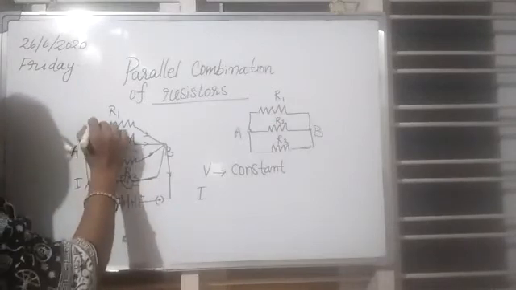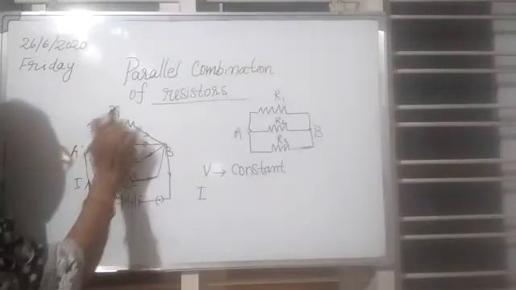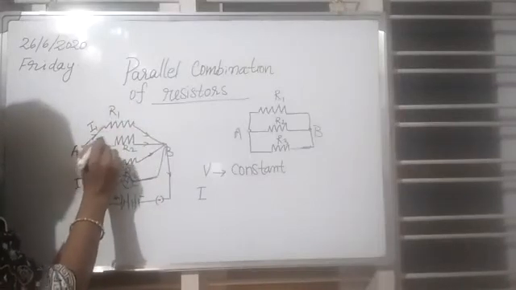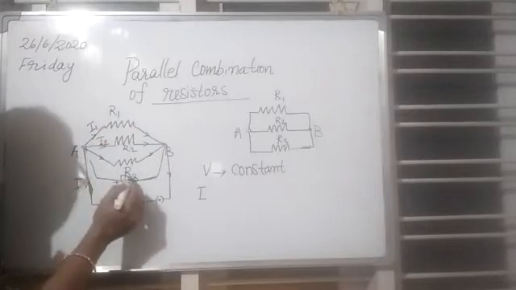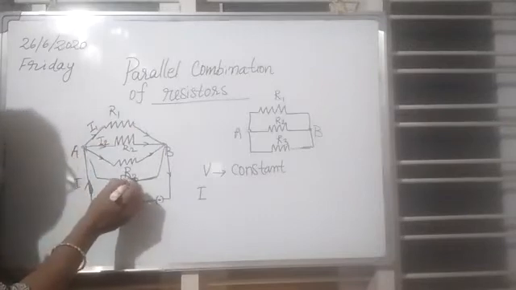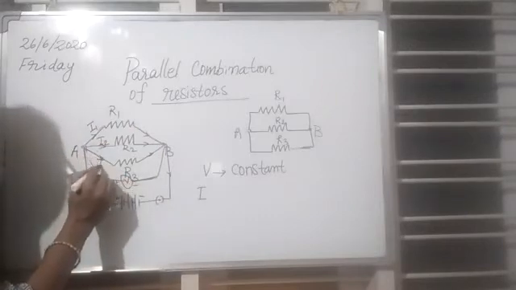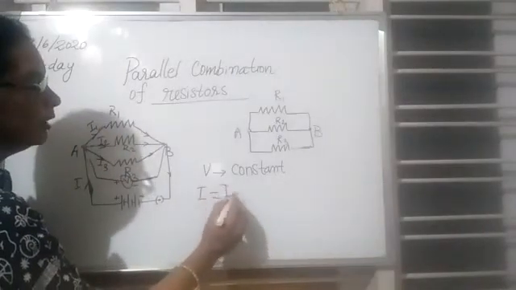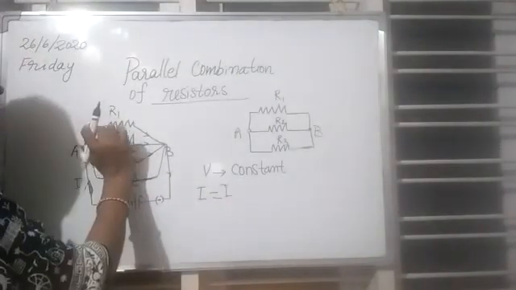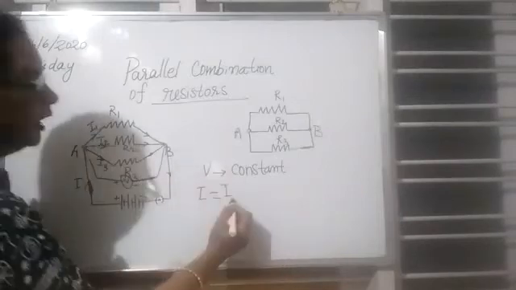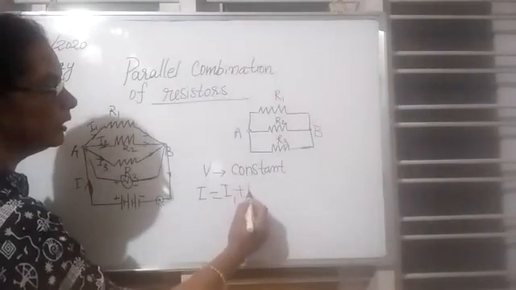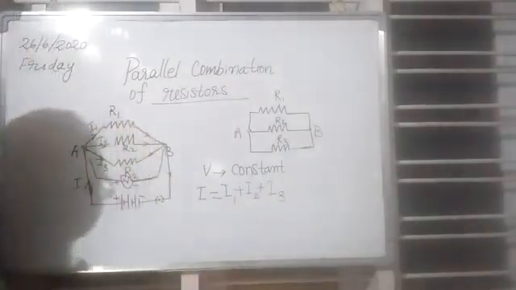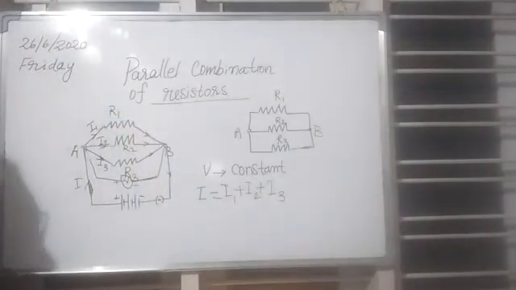So let us consider the current passing through R1 is I1, current passing through R2 we can take it as I2, and current passing through R3 we can take it as I3. So I will be equal to, because I is dividing into I1, I2, I3. So I is equal to I1 plus I2 plus I3.